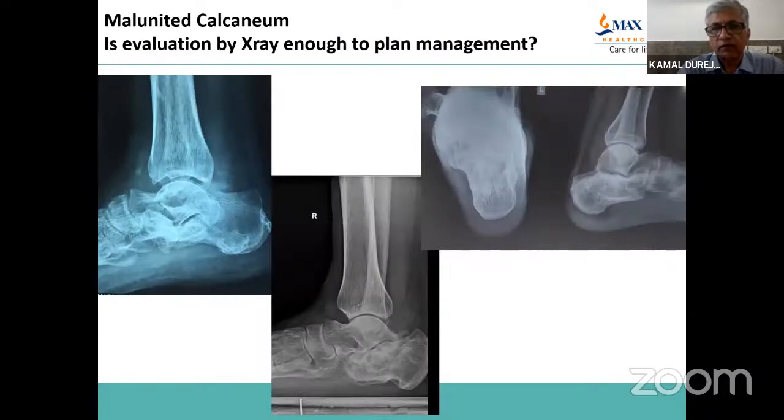And we usually have X-rays which are done as a lateral view and as an axial view. But with this much information available on the axial view and the lateral view, is it enough to start treating your patient? Well, sometimes I would say yes, and sometimes I would agree, no, it is not. So what is that sometimes?